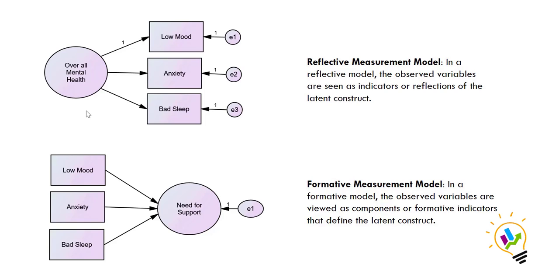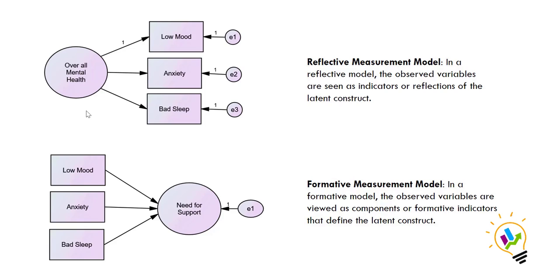Already we discussed that a measurement model is nothing but the relationship between unobserved variables and observed variables. What is the unobserved variable here? Overall mental health. Observed variables are low mood, anxiety and bad sleep. You can see the arrow marks: from overall mental health, the arrows are going towards the observed variables. This is called a reflective measurement model.